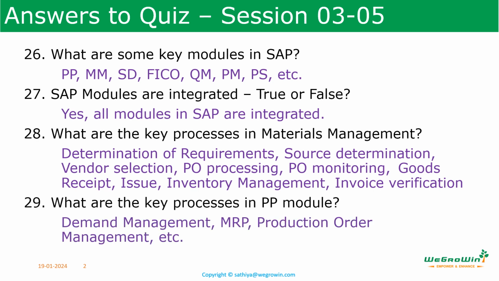What are the key processes in the production planning module PP? Demand management, MRP, production order management, and material issues and receipts, which are part of MM, are also part of production planning. And here capacity requirement planning is not mentioned. That is also one of the key processes in PP.